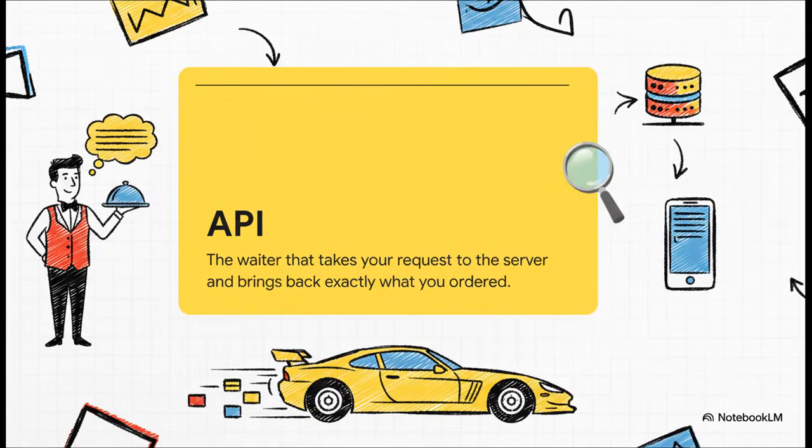The simplest way to think about an API, that's Application Programming Interface, is to just picture a waiter in a restaurant, okay? You're the customer, the app. The kitchen, well, that's the server where all the data is kept. Now, you don't just walk into the kitchen yourself, right? No way. You give your order to the waiter, the API, who then goes to the kitchen, gets exactly what you asked for, and brings it right back to you. It is the essential middleman of our entire digital world.